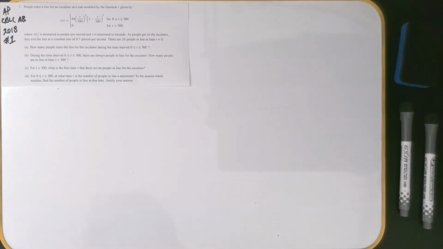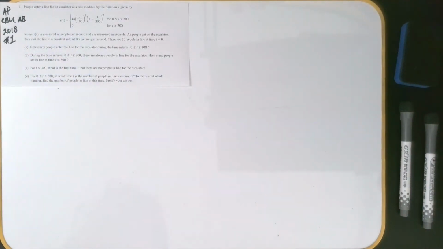This is a style called two rates, so we're going to have a rate in and a rate out, or something's increasing, something's decreasing, and then there was a certain amount there when the time began. And so it's always interesting to see what they decide to do. So on this question, it's people getting on and off an escalator, or getting in line to get on the escalator, we should say. So here's how the problem begins.